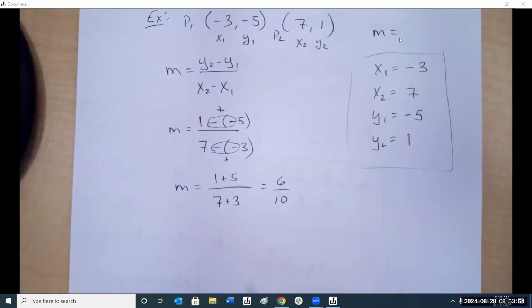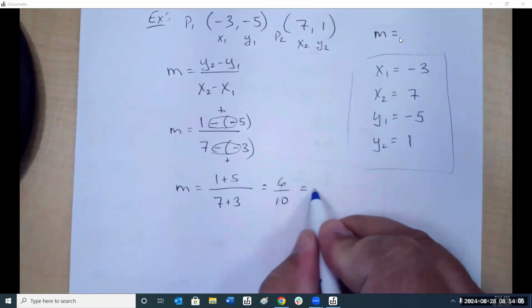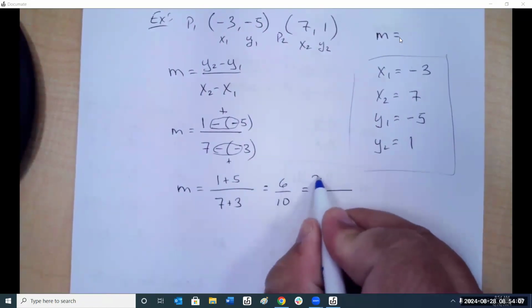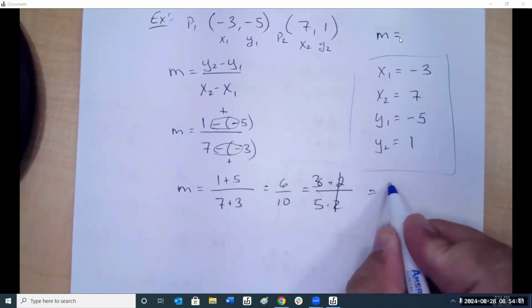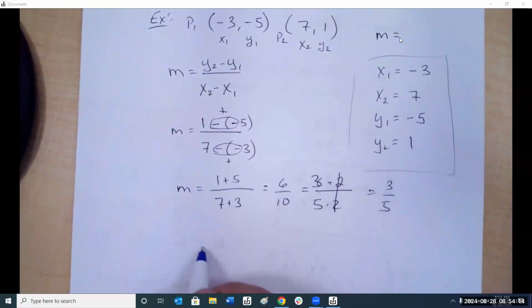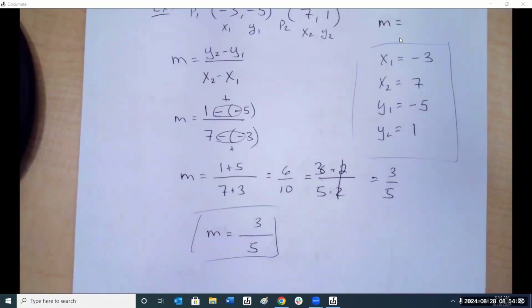Can you reduce these? Can you or must you? Yes, you must. Whenever you can reduce, reduce. Because it's going to give us the same thing. Yeah, but 6 is made up of 3 times 2, 10 is 5 times 2. The 2's cancel, so it's 3/5. So it tells me that from every point, I go up 3/5, up 3/5.